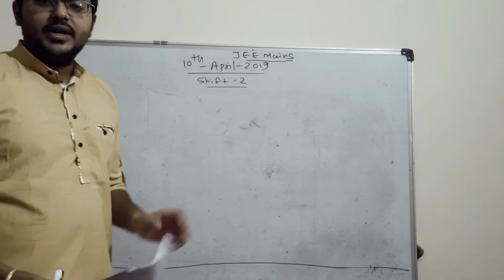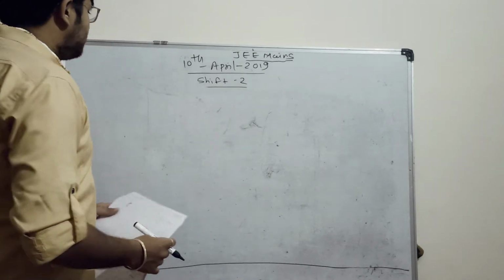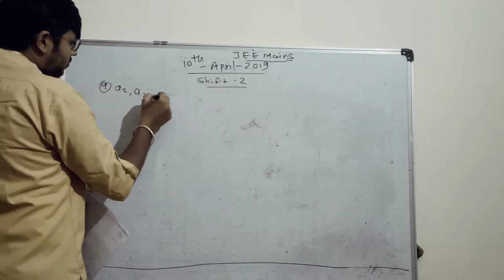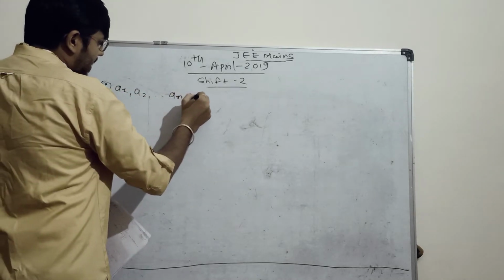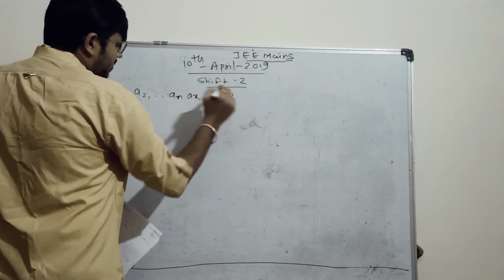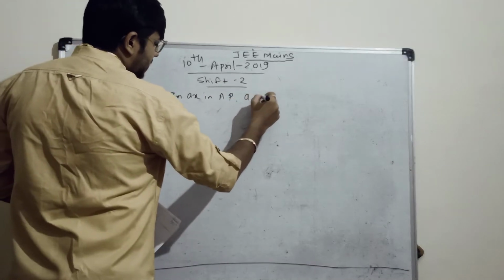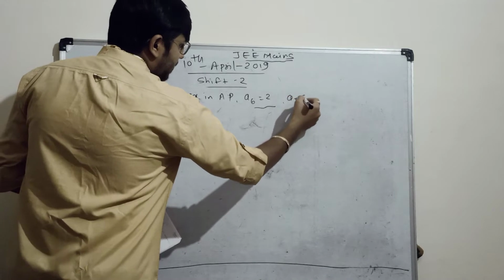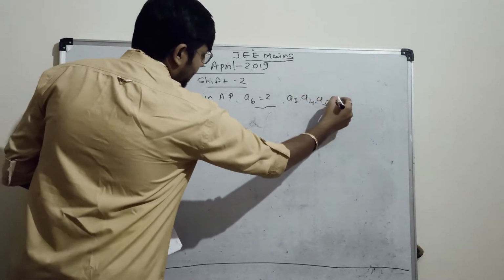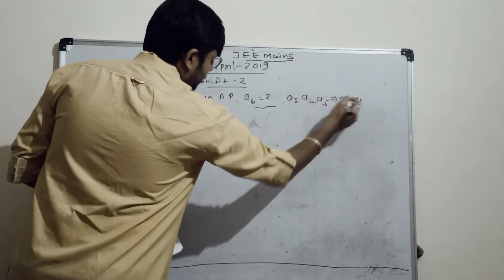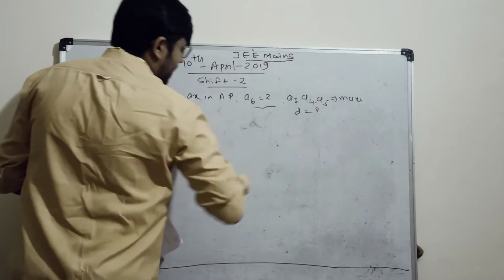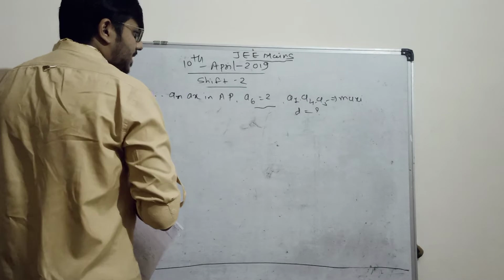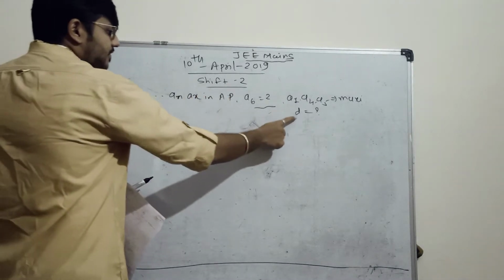Hello friends, so let us continue with the solution. In the next question, we are given that A1, A2 up to AN are in AP with the sixth term equal to 2, and the product of A1, A4 and A5 is to be maximum. We have to find out the value of D. So this product we need to maximize, and for that we have to obtain the value of D.